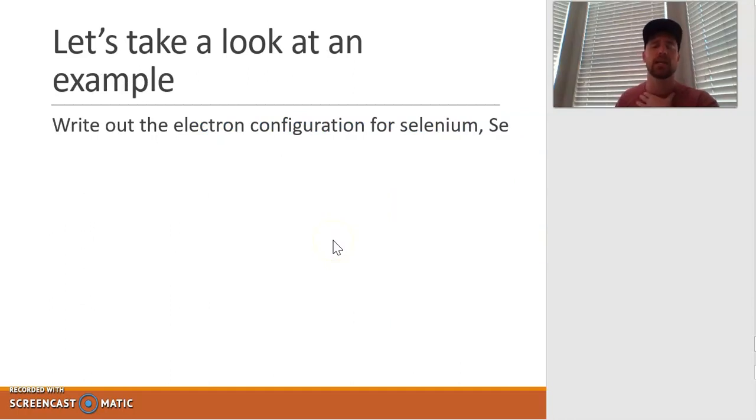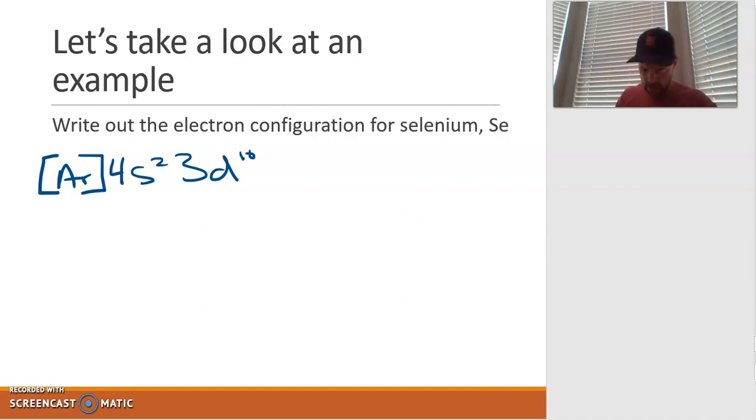So let's take a look at another example, and we're going to start looking at how you do an orbital diagram for that. So to get started, before we even do the orbital diagram, let's write out the electron configuration for selenium. All right, so locate selenium, which is element 34, and using shorthand, we're going to reference argon. And then from that argon, we're going to fill out 4s2, 3d10, and then 4p4. All right, now we're going to get our orbitals ready to go.